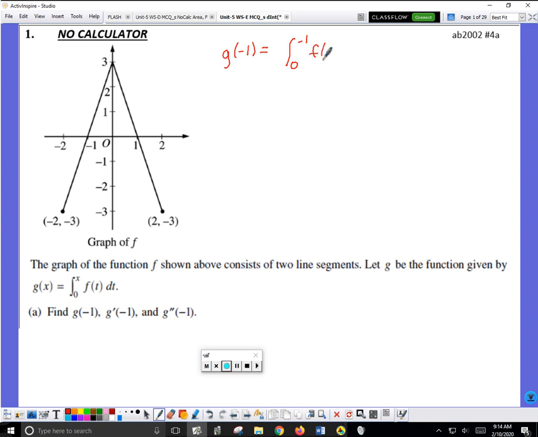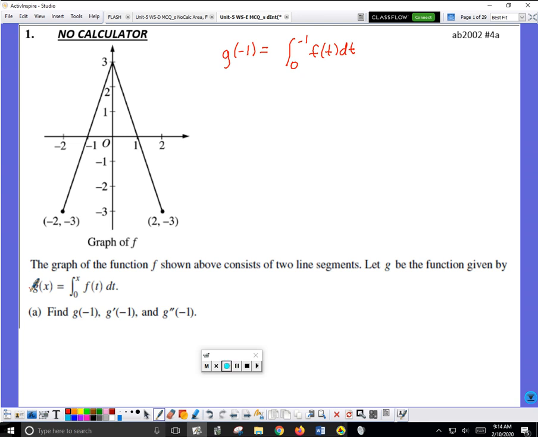In my opinion, the first thing they did to try and intimidate you is they give you a graph of F, and then they ask you a question about G. They're also testing to see if you can understand that G and F can be related by this integral. So, 2 points for Chris.